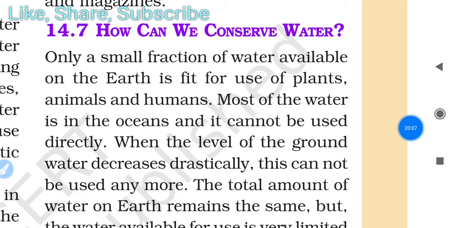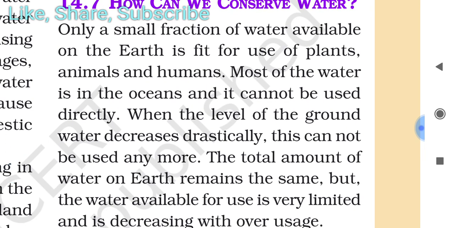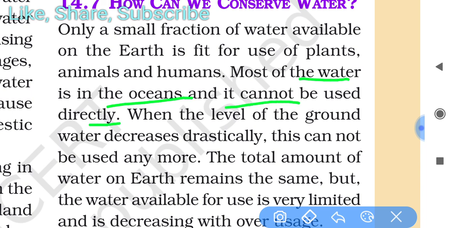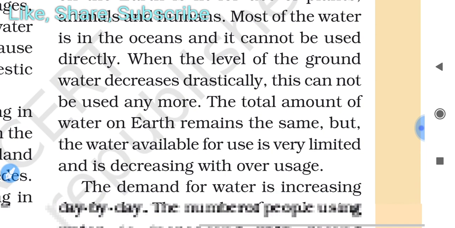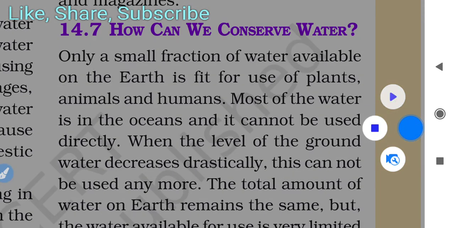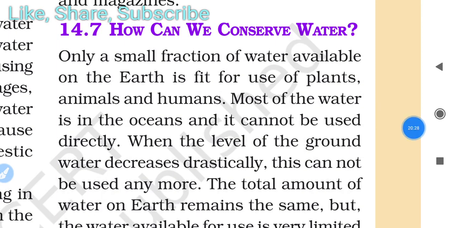In fact, only a small fraction of water available on the earth is fit to use, which is for use of plants, animals, and humans. Most of the water is in the ocean and it cannot be used directly. When the level of the groundwater falls, we are reading about how we can conserve water.